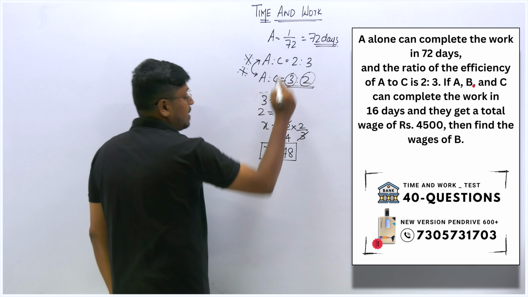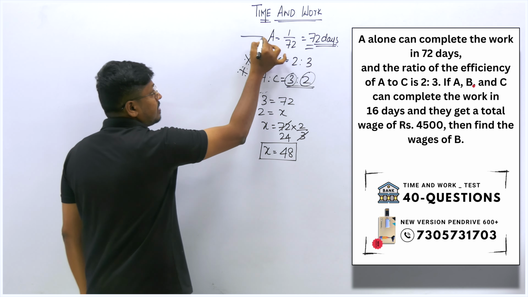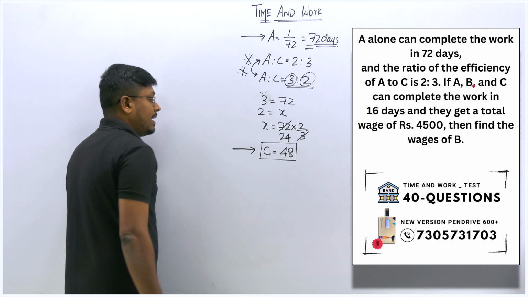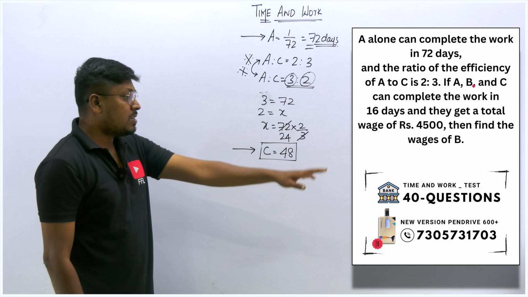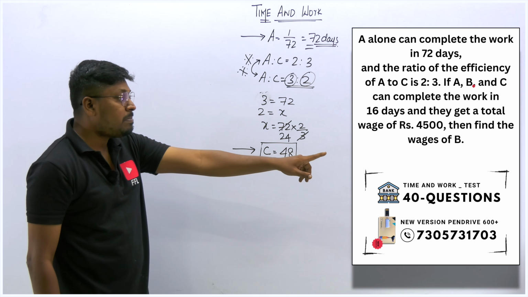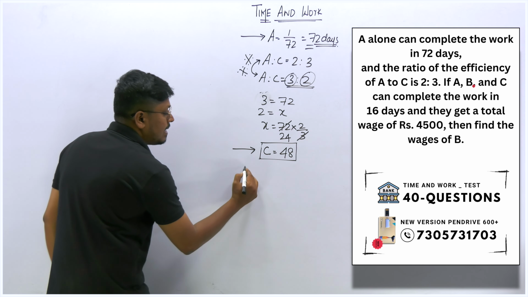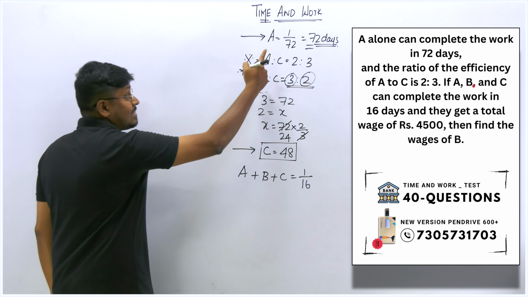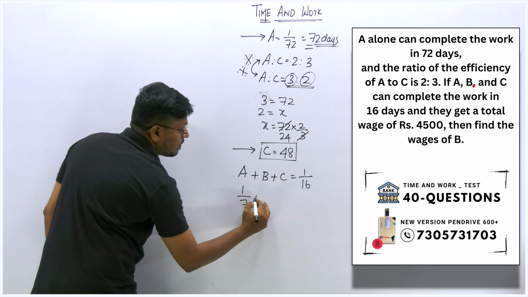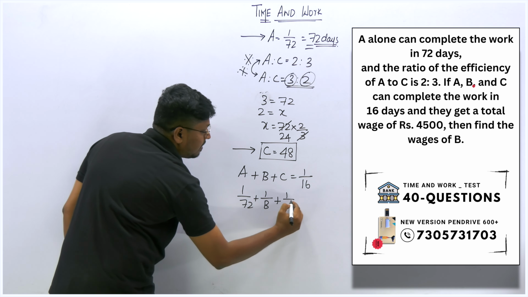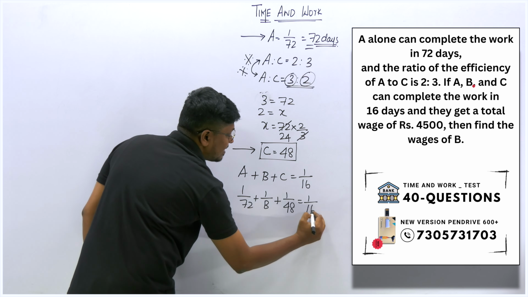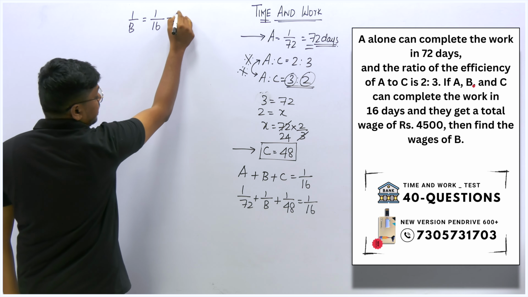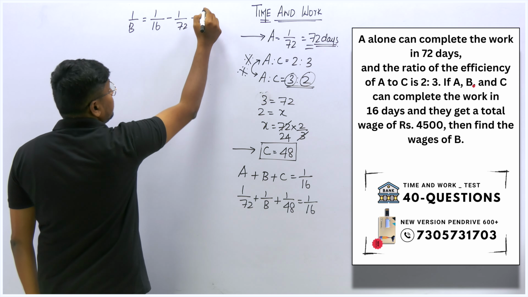So A alone can complete a piece of work in 72 days, right? So this value we found, that is, C alone can complete a piece of work in 48 days. So now what about B? Because B's value is not directly given, but all the 3 can complete a piece of work in 16 days. That means A plus B plus C. So A will be 1 by 72. We can keep B as it is. So C will be 1 by 48, equals 1 by 16. So 1 by B is equal to 1 by 16 minus 1 by 72 minus 1 by 48.